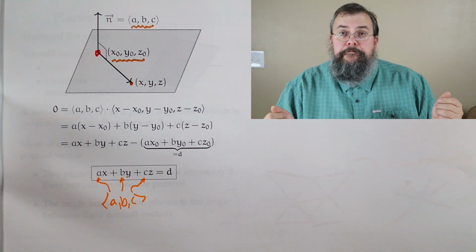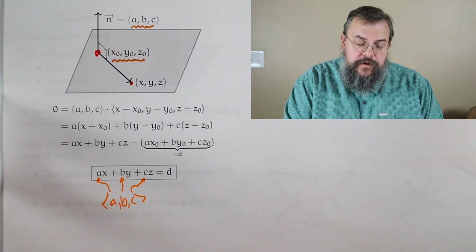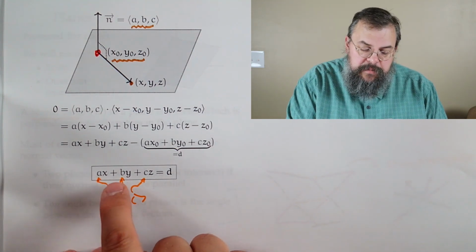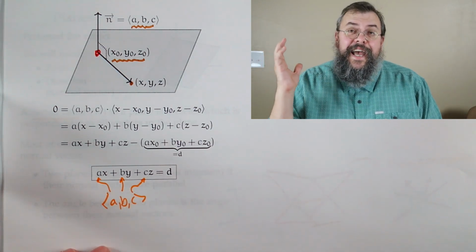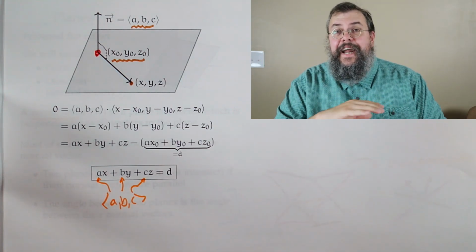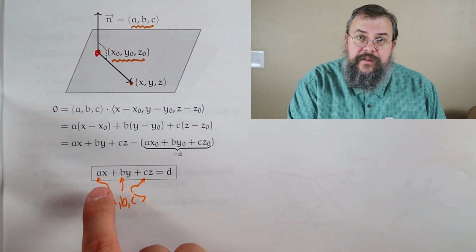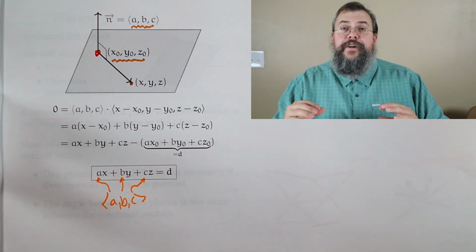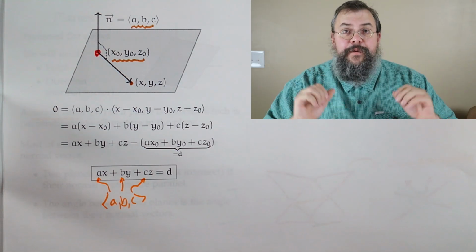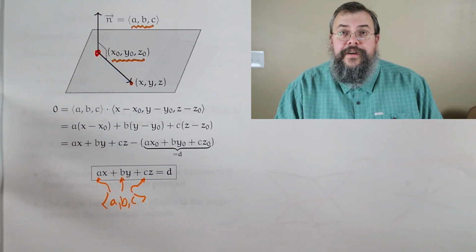How do we find d? Well, once you know the normal vector, then all you need to do is you say, look, I know it's ax plus by plus cz equals something. Plug in any point on the plane, any point at all, it doesn't matter. And say, okay, what is a times the x coordinate? What's b times the y coordinate? What's c times the z coordinate? Whatever it turns out to be, that's what d needs to be in order for the equation to work.